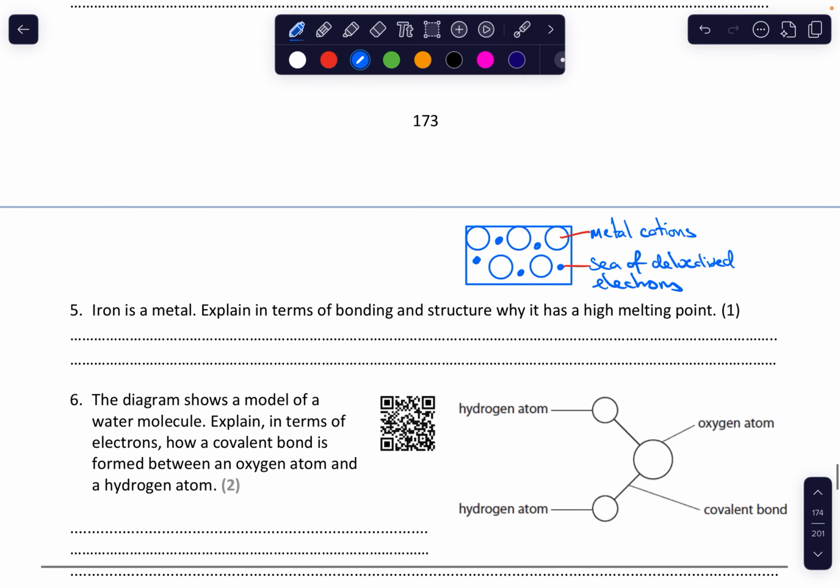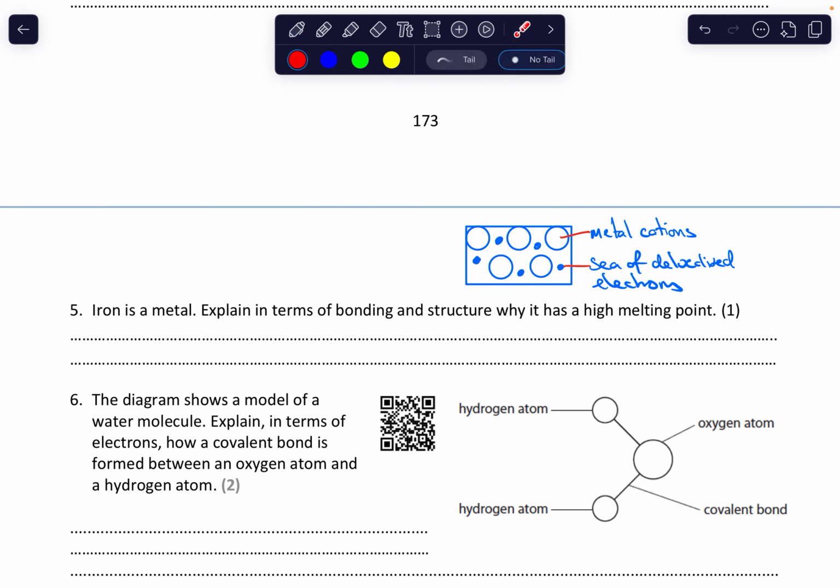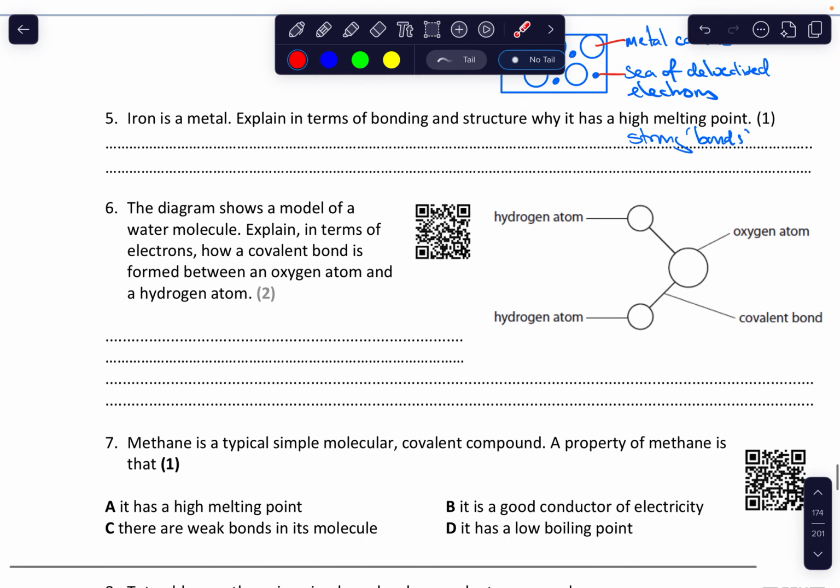Okay, this one here wants us to explain why iron has a high melting point. Remember, if something has a high melting point, that indicates that there are strong bonds in place. So have a think, using this structure here, what are the bonds in place? And if it's a high melting point, something's got to be strong.